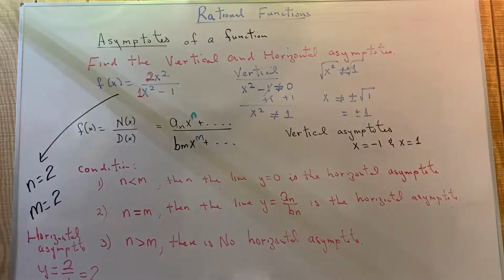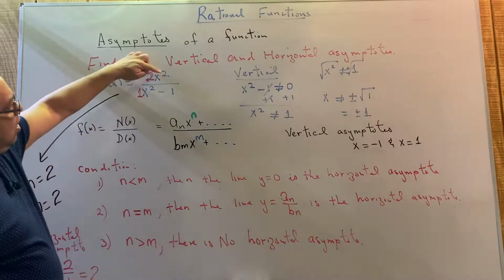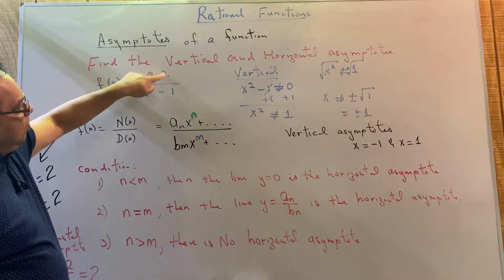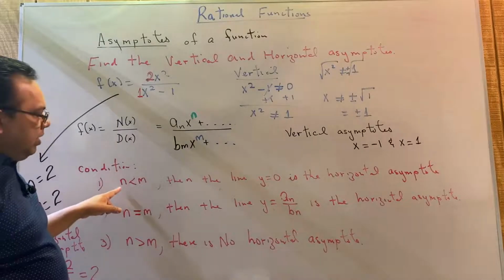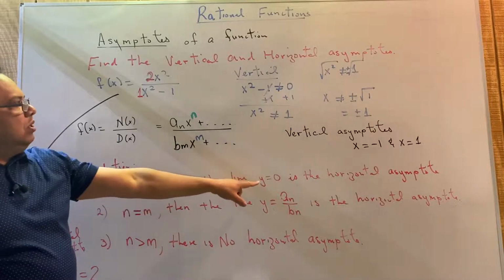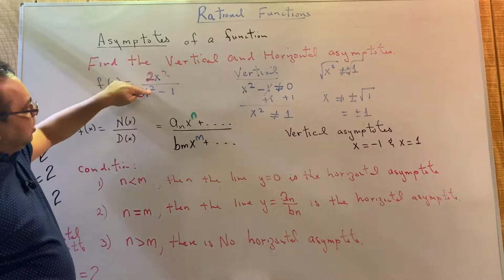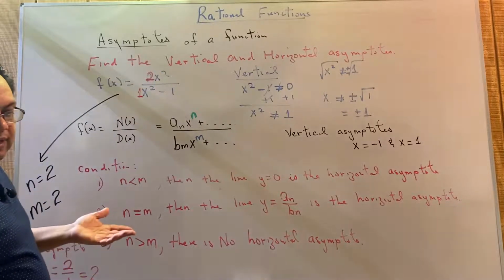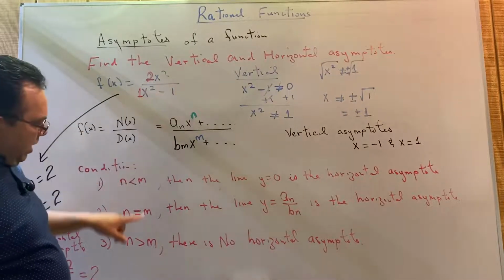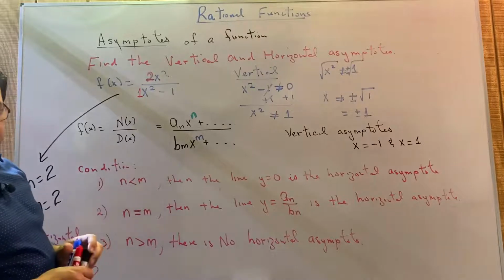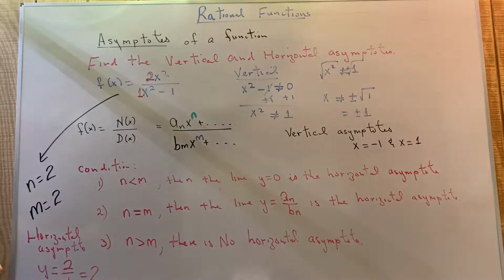Y equals 2. So finding the horizontal asymptote, once again, we're comparing the power of the numerator with that of the denominator. If the numerator power is less than the denominator, it's the line y equals 0. For example, if this was a 1 and this was a 2, then you will have the 1 is less than 2, obviously. So y equal to 0. If this is a 3 and this is a 2, then it will be condition 3 and there will be no horizontal asymptote. Okay? So horizontal asymptote, not that difficult to identify.